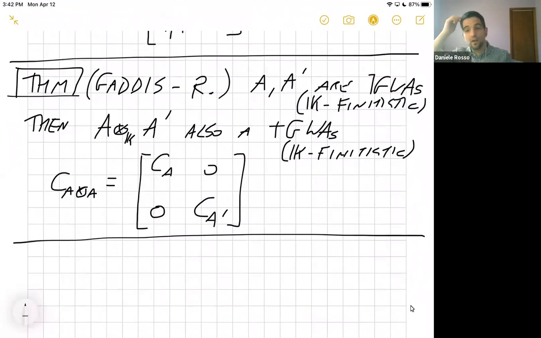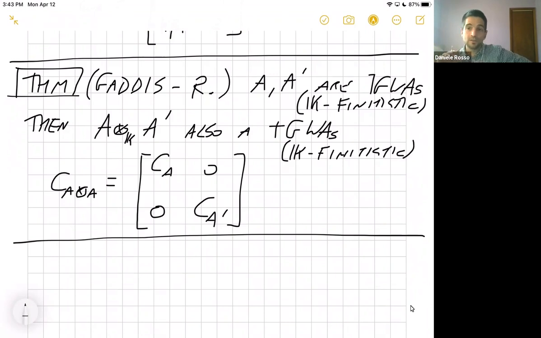So this helps a little bit in the sense that we can prove things for certain kinds of TGWAs, but then you can tensor them together to get maybe other kinds of TGWAs to which our results will still apply. Okay, so now let's focus on the fixed rings.